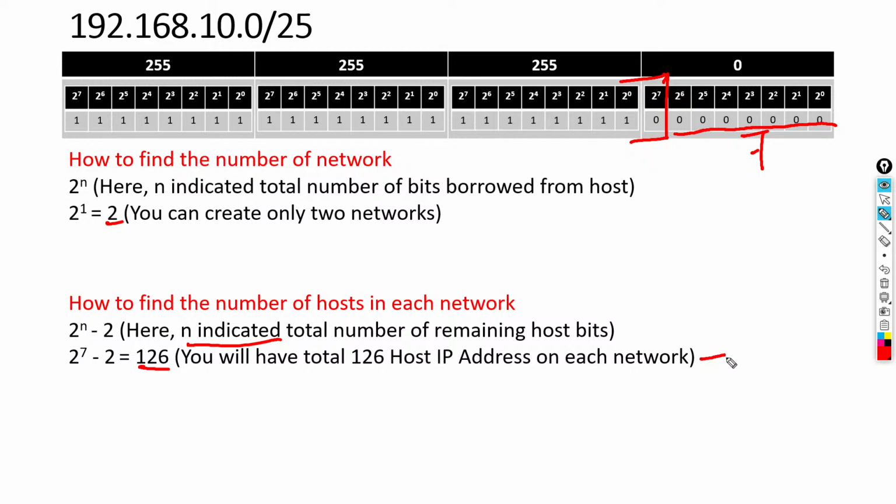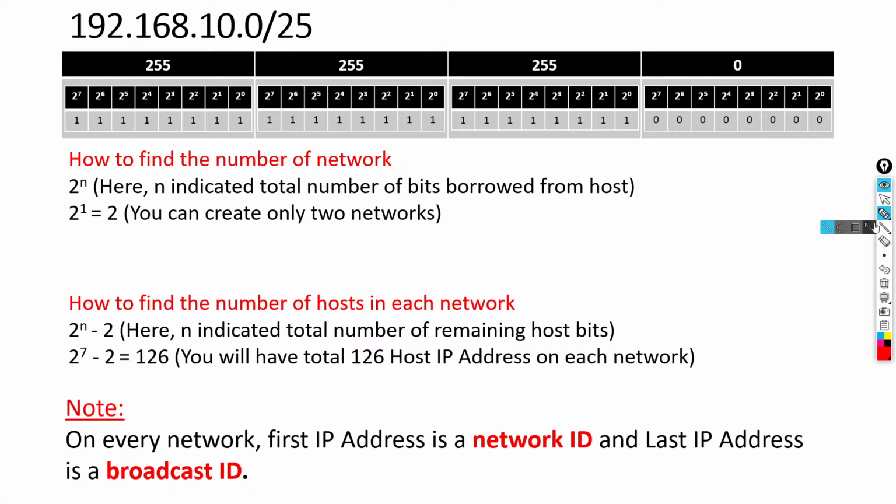See, basically you will get a total of 128 on each network. Okay, not hosts, IP addresses. On each network you will get 128 IP addresses. Here we subtract 2. Why? Because on each network the first IP address belongs to the network bit and the last IP address belongs to the host bit. I hope it is clear.